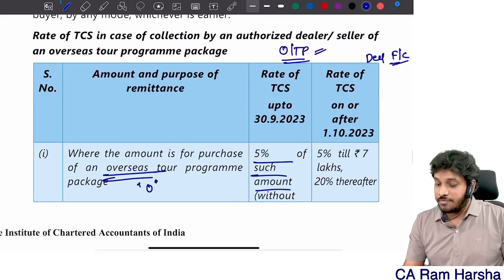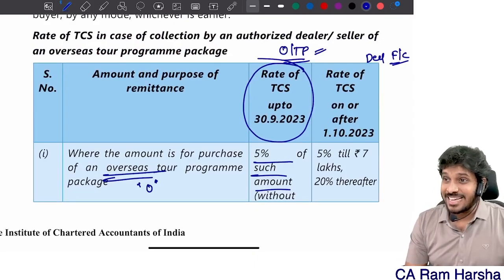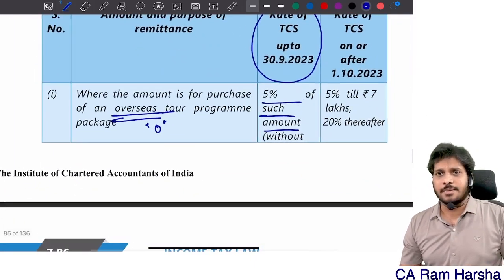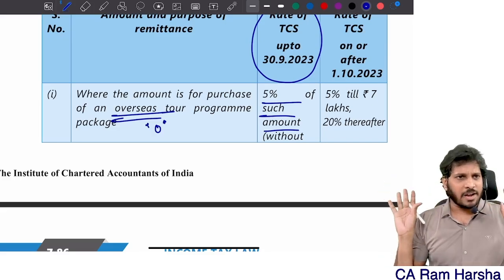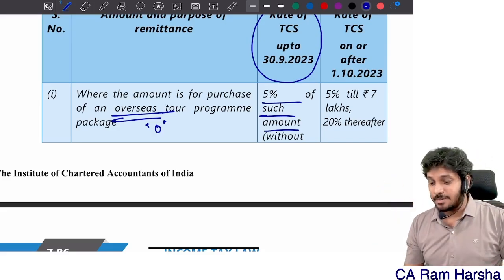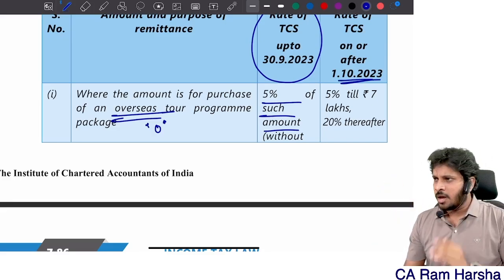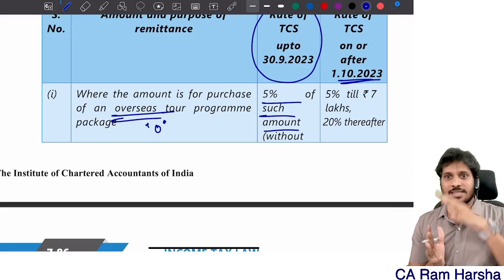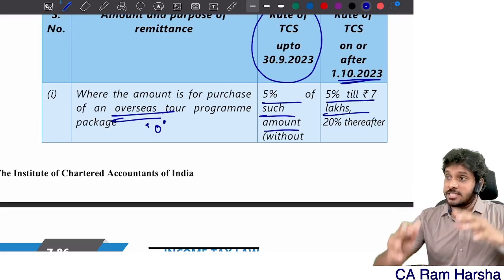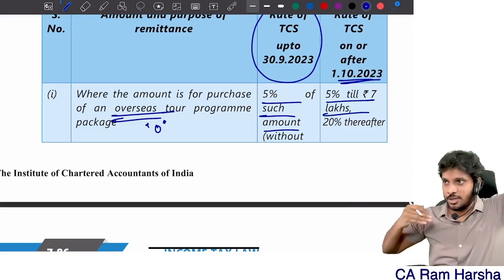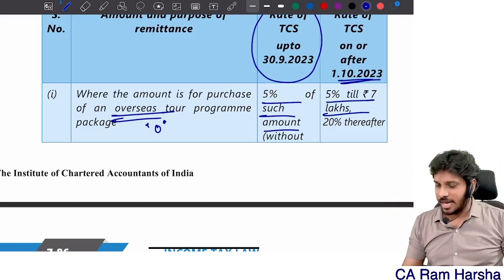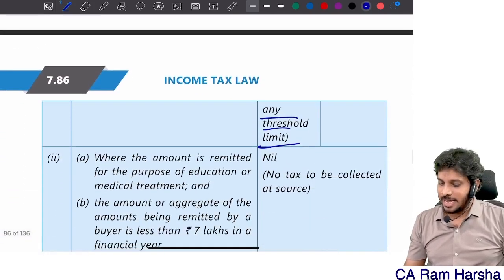If the remittance is up to 30th September 2023, whatever amount you remit, 5%. The moment it crosses 30 September, meaning 1st October onwards, calculate as follows; there is a clarification in the supplementary material. Up to 7 lakhs of total remittance, from the beginning of the year to date, 5%, and 20% thereafter.